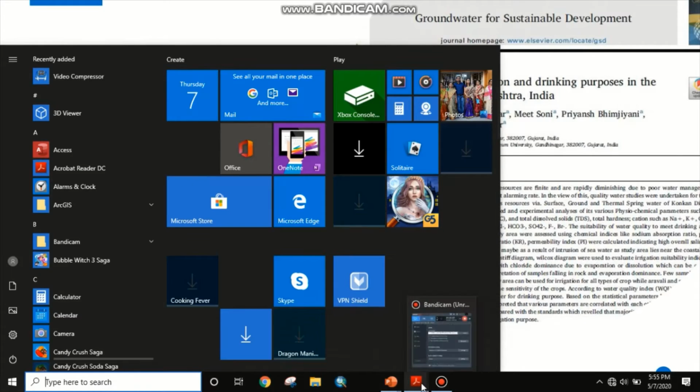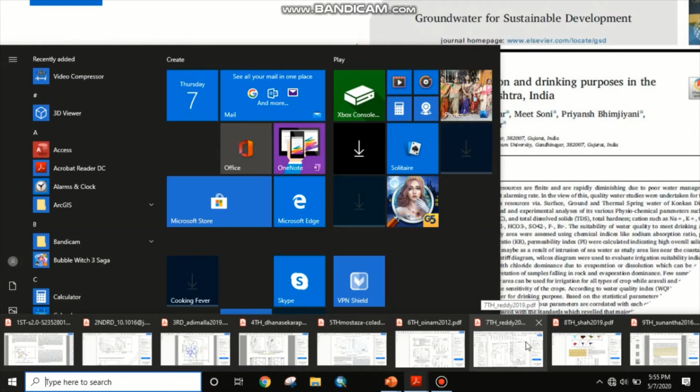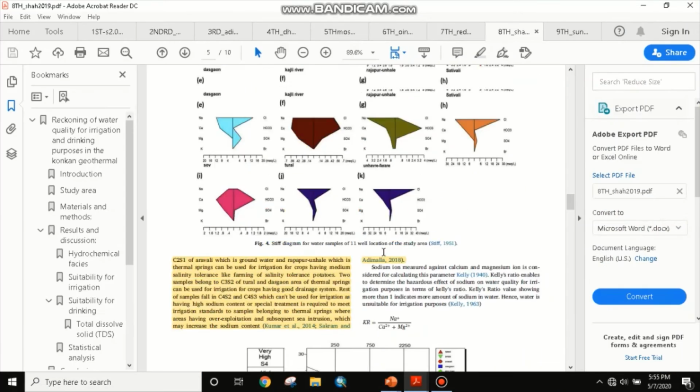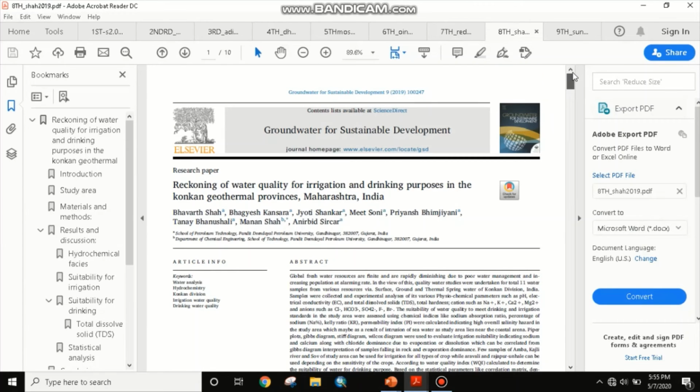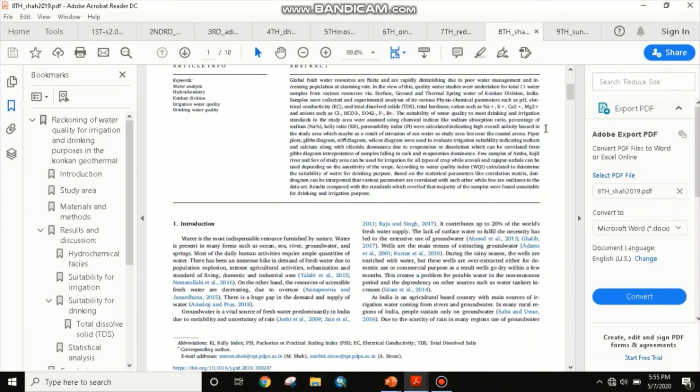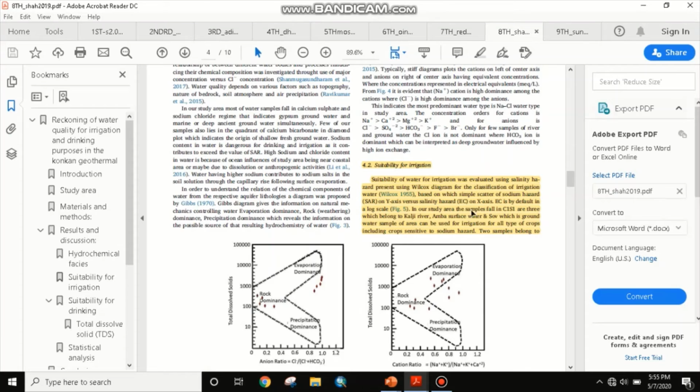So we'll go here and we'll see article 8. So this is the title, which is published in the Groundwater for Sustainable Development journal. Now we'll go straightly to the interpretation section. So here, suitability for irrigation. So in that suitability for irrigation, they have given that suitability of water for irrigation was evaluated using salinity hazard, using the Wilcox diagram for the classification of irrigation. So through the Wilcox diagram, they are identifying the suitability of irrigation.